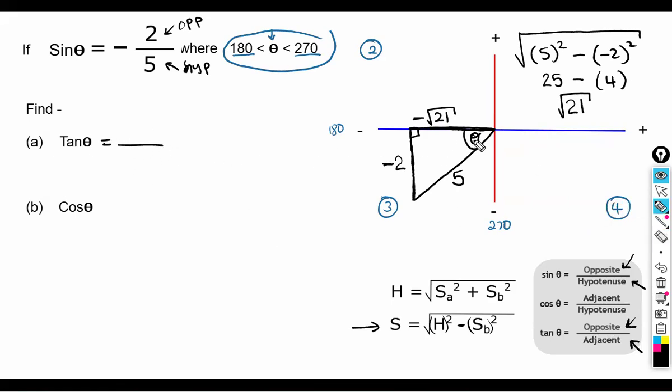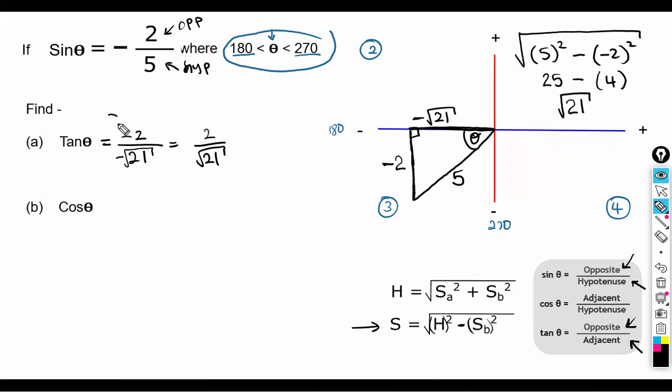Tan theta, what's the length of the opposite side? Minus 2. And what's the length of the adjacent side? Minus 21, the square root of minus 21. Now, obviously, if you divide two negatives, you will get what? A positive. You have to cancel out the negative signs, at least for the examiner.